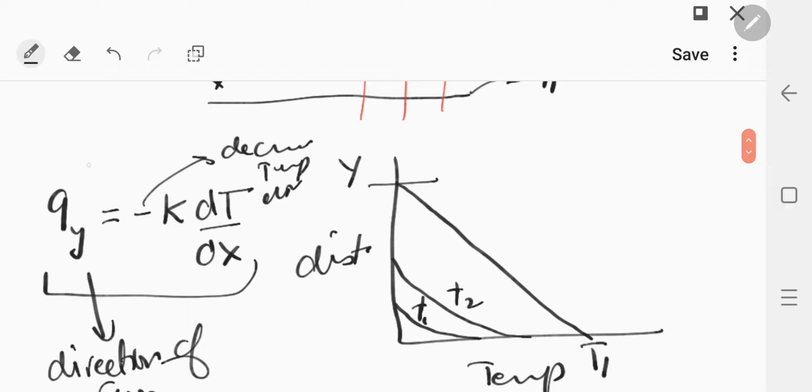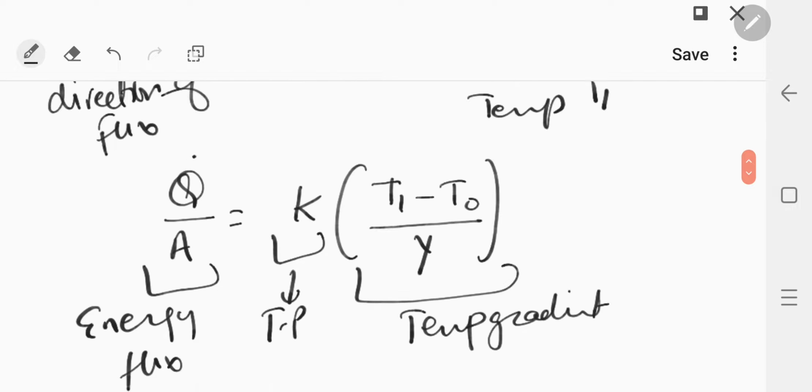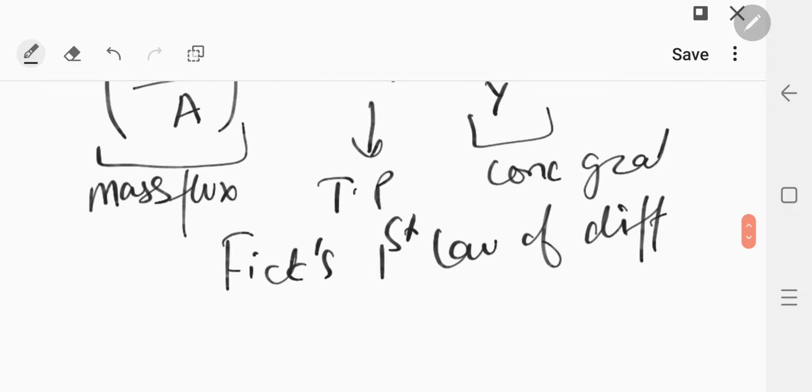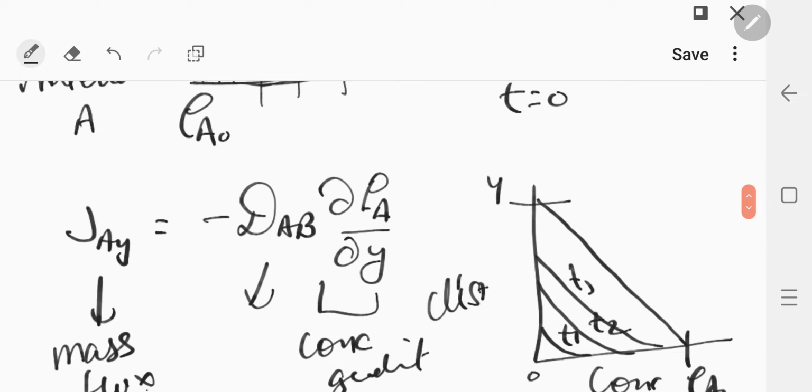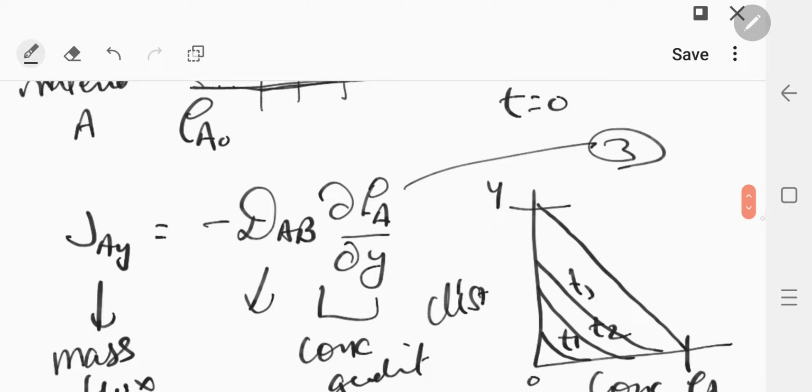Now if we compare all these three equations, your Newton's law of viscosity, that is number 1, your Fourier law of heat conduction, that is equation number 2, and Fick's law of diffusion, that is equation number 3, what do we understand from all these?